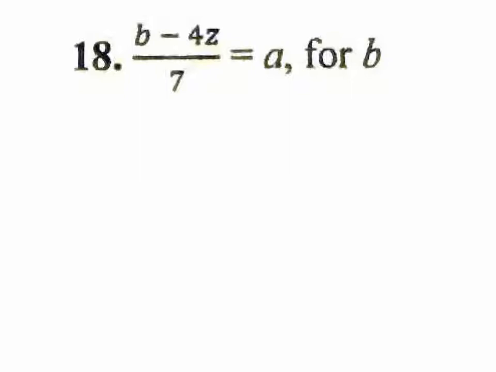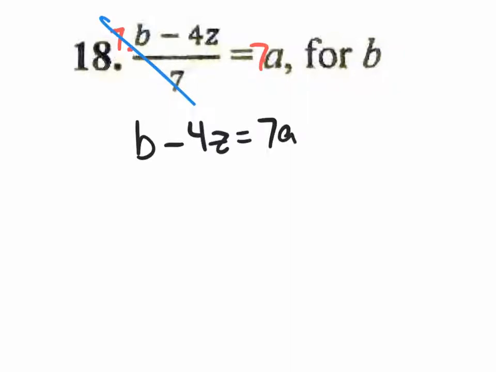So let's multiply both sides by a 7. So the 7 cancels out, and you will have b minus 4z equals 7a. Now you want to get b by itself. Here's b. You don't want this minus 4z. So to get rid of something, you do the opposite. And the opposite of minus 4z is plus 4z. Because if you have 4z's and you take them away, it'll cancel out. It'll be nothing. Now what you do to one side, do to the other side, plus 4z.